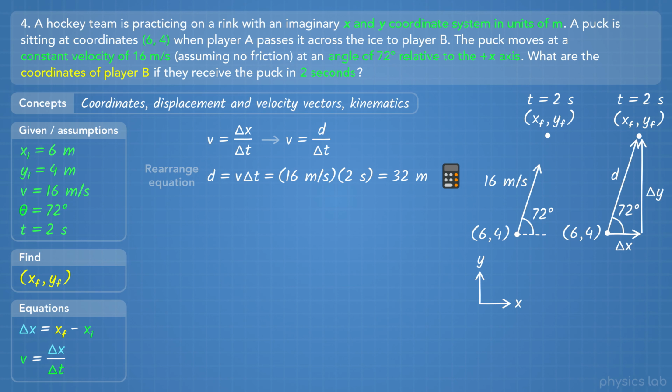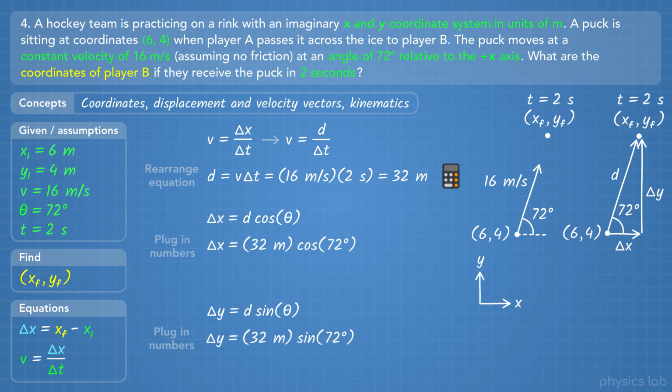Now that we have d, we can find the x and y components, how far the puck moved in the x and y directions. Using the trig functions, delta x equals d times the cosine of theta, and delta y equals d times the sine of theta. We plug in 32 meters for d and 72 degrees for theta. That gives us 9.9 meters for delta x and 30.4 meters for delta y.